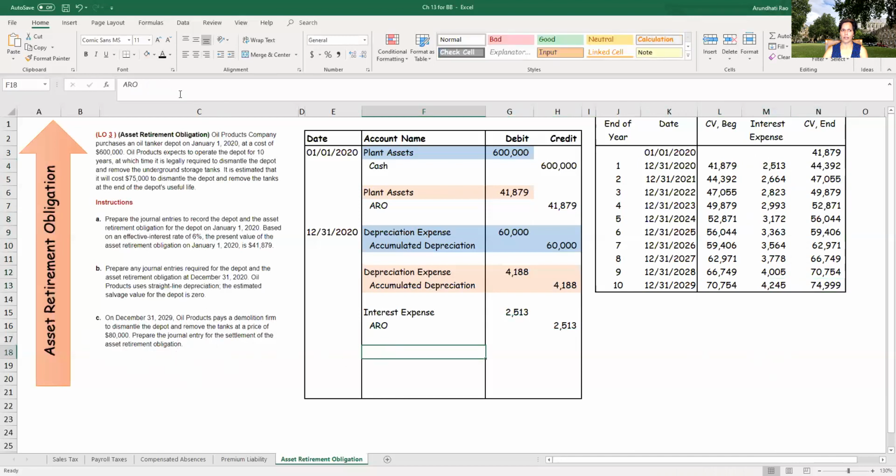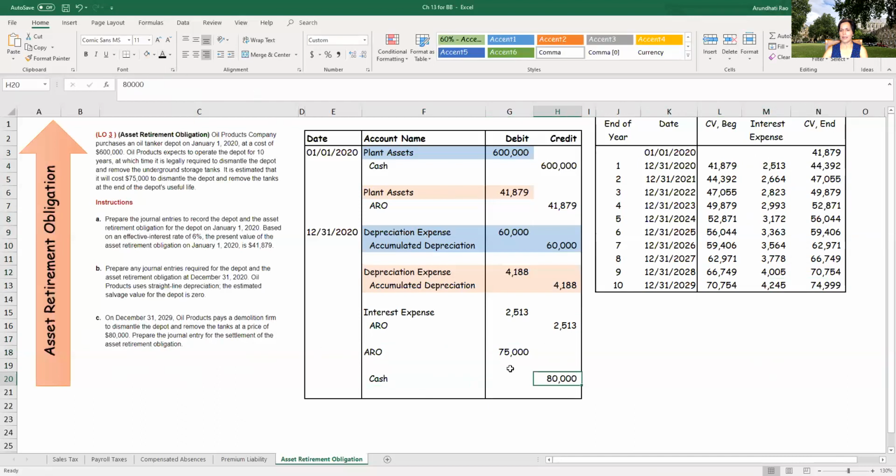Okay, so in my journal entry, I'm retiring the obligation. How much do I have my obligation at? 75,000. I'm rounding it out to 75,000, which is what I have in my books. How much cash did I pay the demolition company? I paid them $80,000. So what's this difference of $5,000, a plugged number? It's basically the loss on asset retirement obligation settlement.